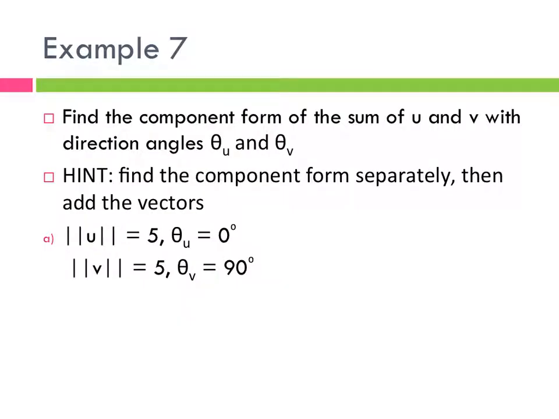All right, last one from 6.3. So this says find the component form of the sum of u and v with direction angles theta u and theta v. And then I gave you the hint. Find the component form separately and then add the two vectors. So the result should be u plus v, but the first thing you have to find is what u is, and then you have to find what v is using what we just used, and then add them at the end. So figure out what the component form of u is, figure out what the component form of v is, and then add them together at the end.